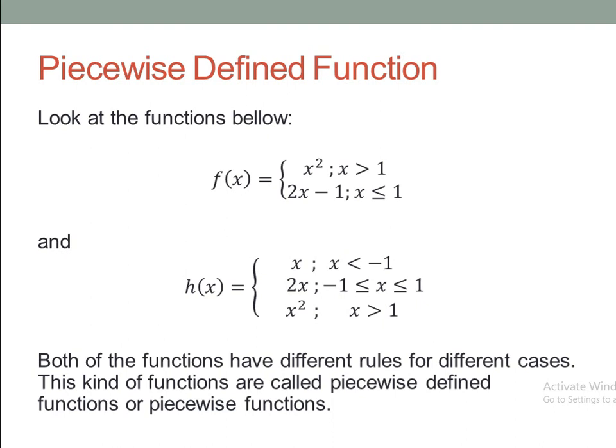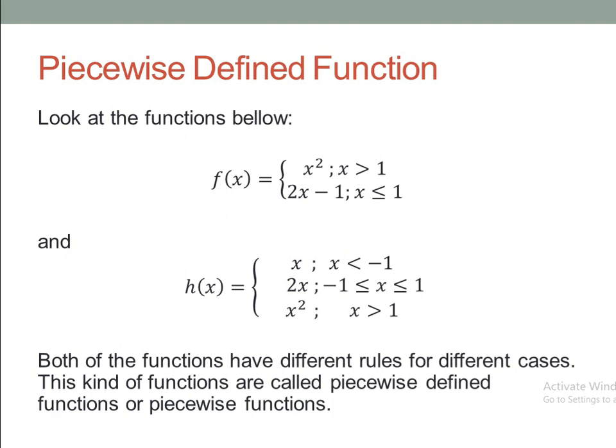What is h of x? h of x equals x; x less than minus 1, 2x; minus 1 less than x less than 1, x squared; x greater than 1. These types of functions are called piecewise defined functions.